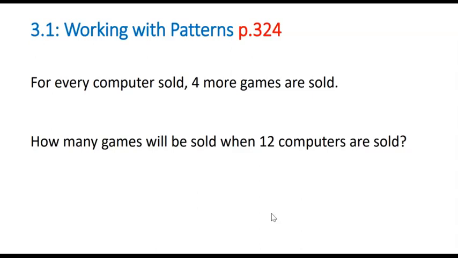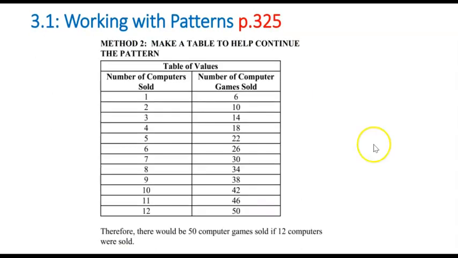What we could do is continue to draw the visual that we saw on the previous slide, but that wouldn't be very efficient, especially if we were looking at hundreds of computers. So we're going to look at a few methods that will work for us. The ones that we're really going to focus on are making a table and then an equation. You can see on the top of page 325, they did just that for method 1. They drew 12 computers, those larger boxes, and then they kept drawing games until they got to the number that they needed. That's a bit time consuming.